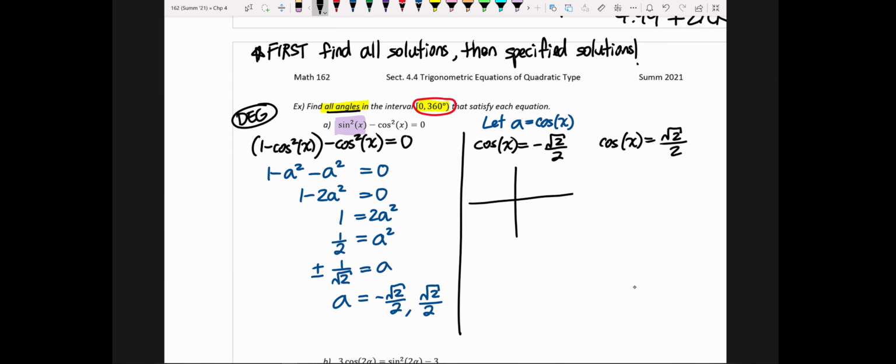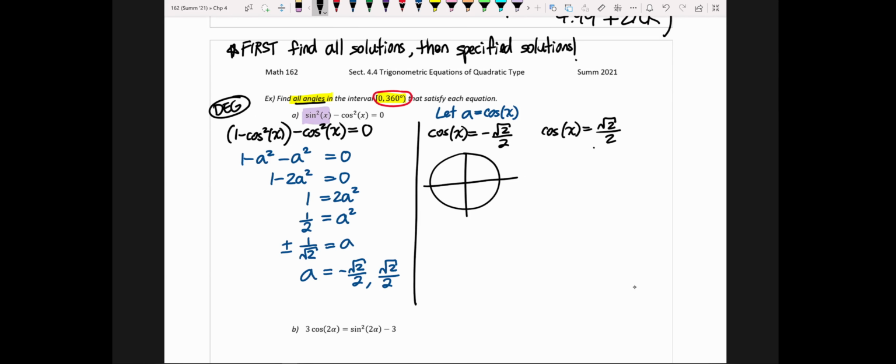Draw the circles as needed. We know that cosine is the x-coordinate on our unit circle. So we want to find, in this case, the degree measures in which our x-coordinate is either negative root 2 over 2, which is about here, or our x-coordinate is positive root 2 over 2, which is here.